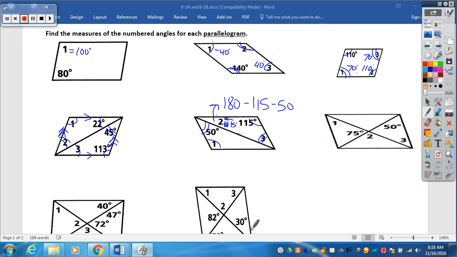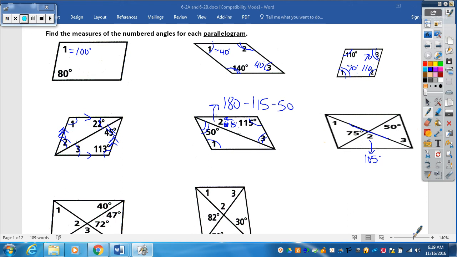In the next one, I think where I would probably start is I would probably find angle 2 first by taking 180 from 75, because we have a straight line right here. Okay, so 180 minus 75 is 105 degrees. That's pretty simple there, that's angle 2.